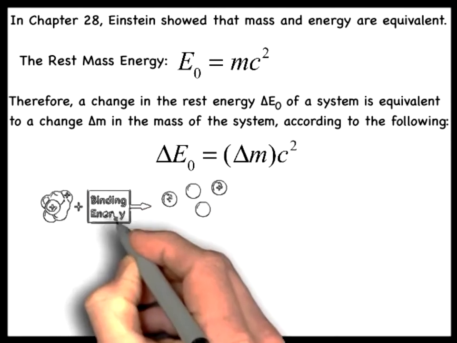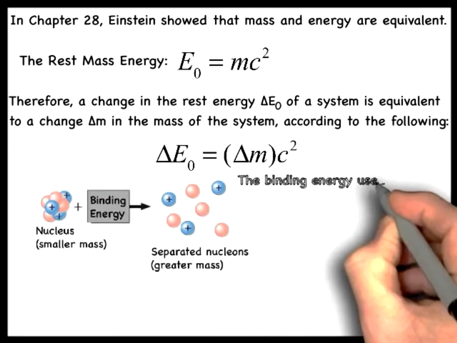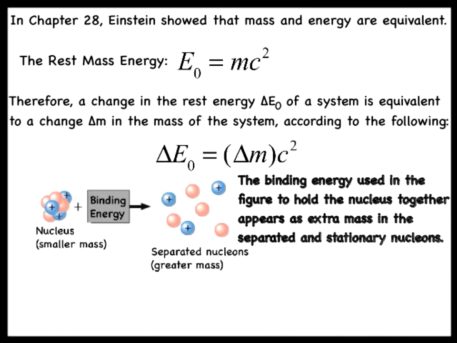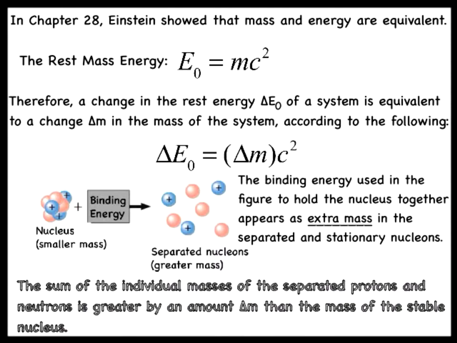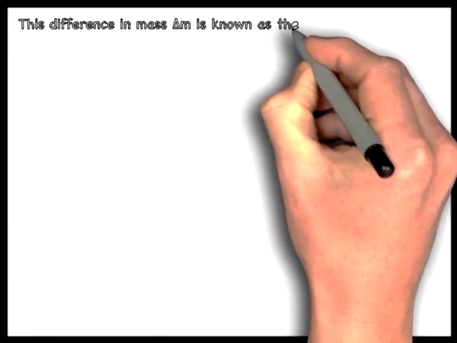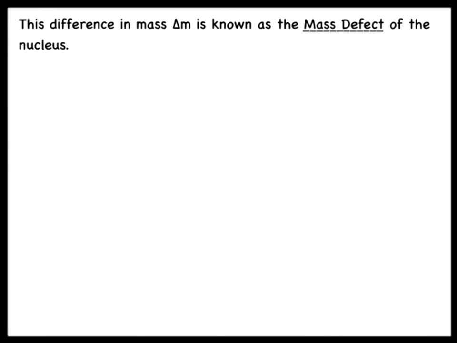We see then that the binding energy used in the figure to hold the nucleus together appears as extra mass in the separated and stationary nucleons. In other words, the sum of the individual masses of the separated protons and neutrons is greater by an amount delta m than the mass of the stable nucleus itself. This difference in mass, delta m, is known as the mass defect of the nucleus.